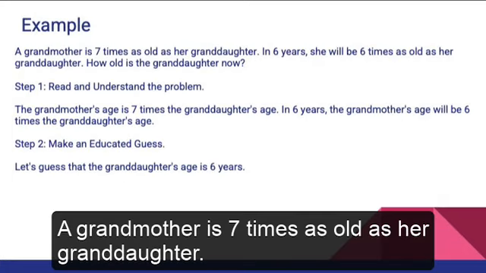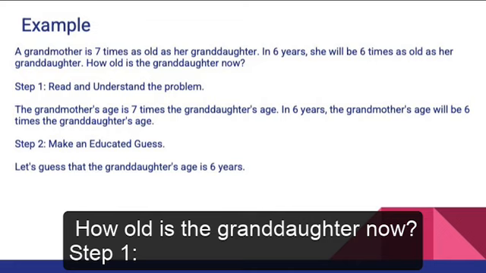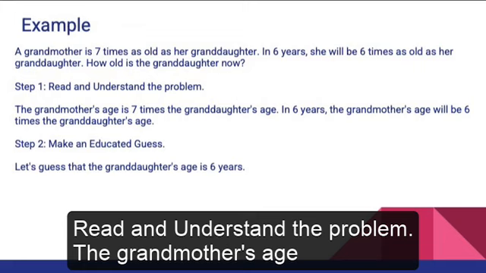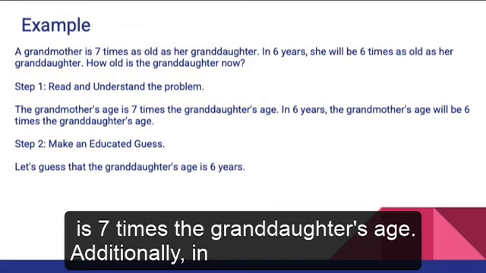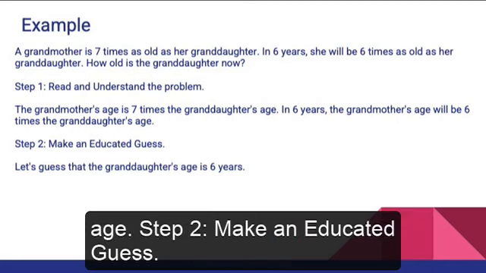A grandmother is 7 times as old as her granddaughter. In 6 years, she will be 6 times as old as her granddaughter. How old is the granddaughter now? Step 1. Read and understand the problem. The grandmother's age is 7 times the granddaughter's age. Additionally, in 6 years, the grandmother's age will be 6 times the granddaughter's age.